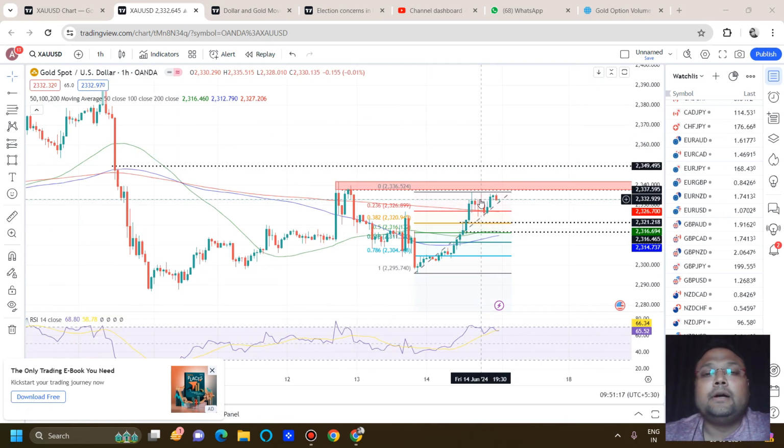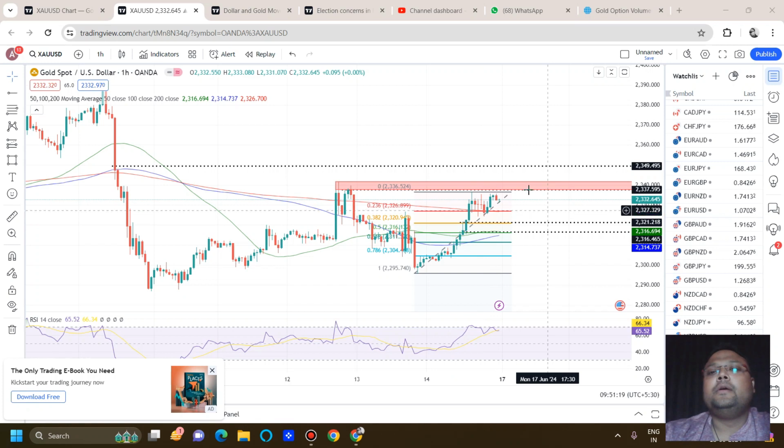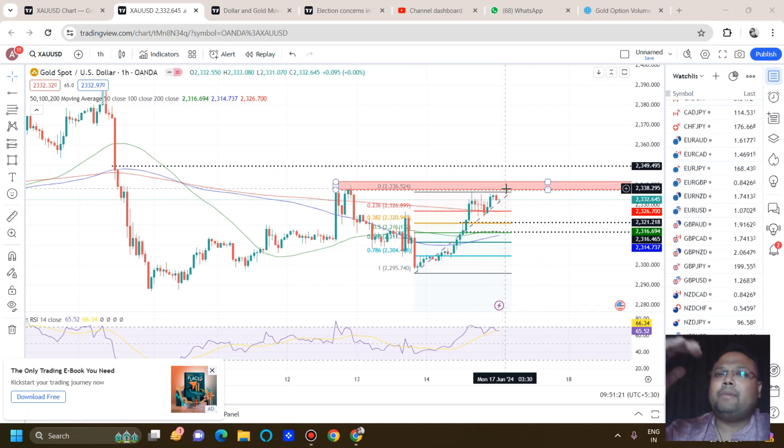Do not expect a complete trend reversal, because after hitting the level, the market may form a few red candles and may try to go up again. So let's wait and watch.